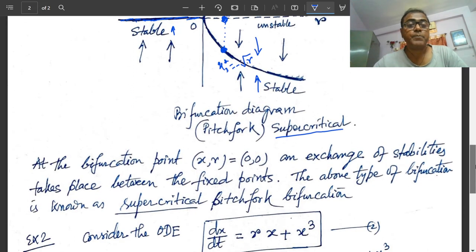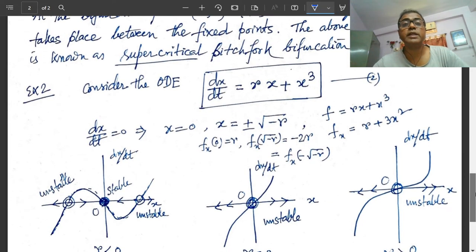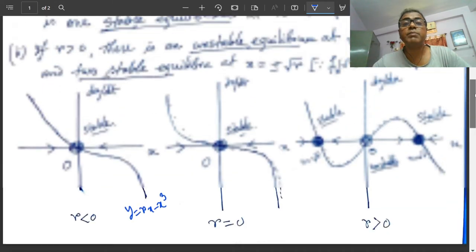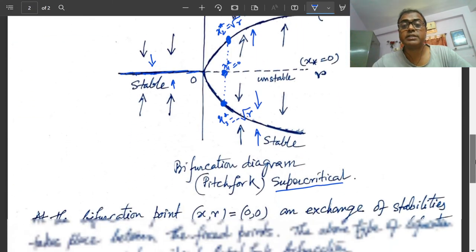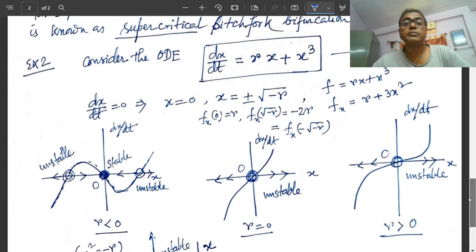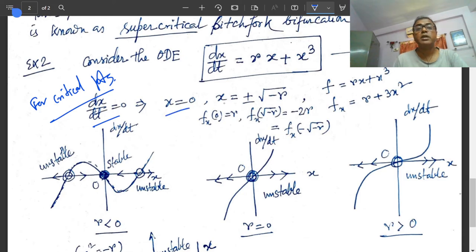And the other type of pitchfork bifurcation arises when we consider the differential equation dx/dt equal to rx plus x cube. In the previous case we considered rx minus x cube. Here we consider rx plus x cube. So with similar arguments, dx/dt equal to 0 for critical points, and this gives three roots: x1 star equal to 0, and x2 star and x3 star equal to plus or minus root of minus r.